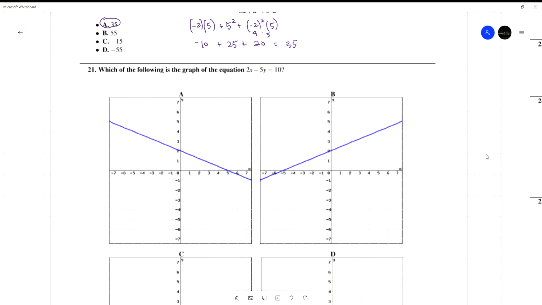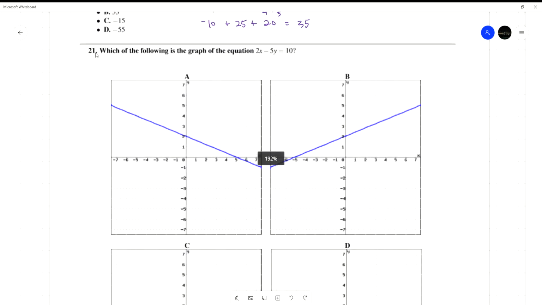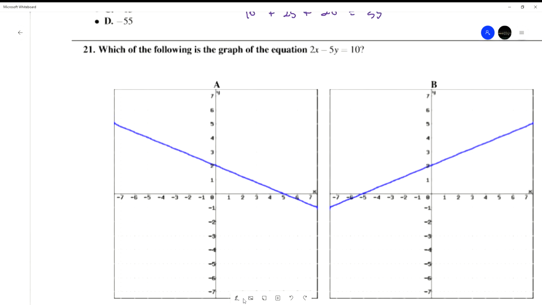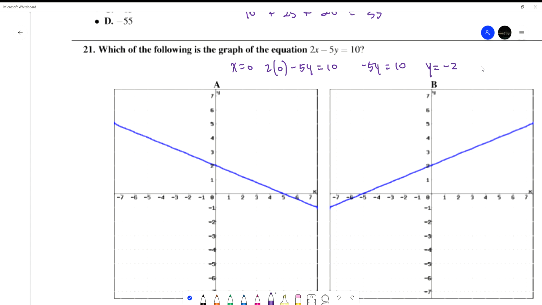Number 21. I hope you remember this one so that it doesn't take you too long to do. So you have a two-variable linear equation. I told you, make sure you do the cover-up method, right? The cover-up method means you cover up 2x and solve for y because x is equal to 0. So when x is equal to 0, you have 2 times 0 minus 5y equals 10. So negative 5y is equal to 10, therefore y is equal to 10 divided by negative 5, which is negative 2. So my first ordered pair is (0, -2).